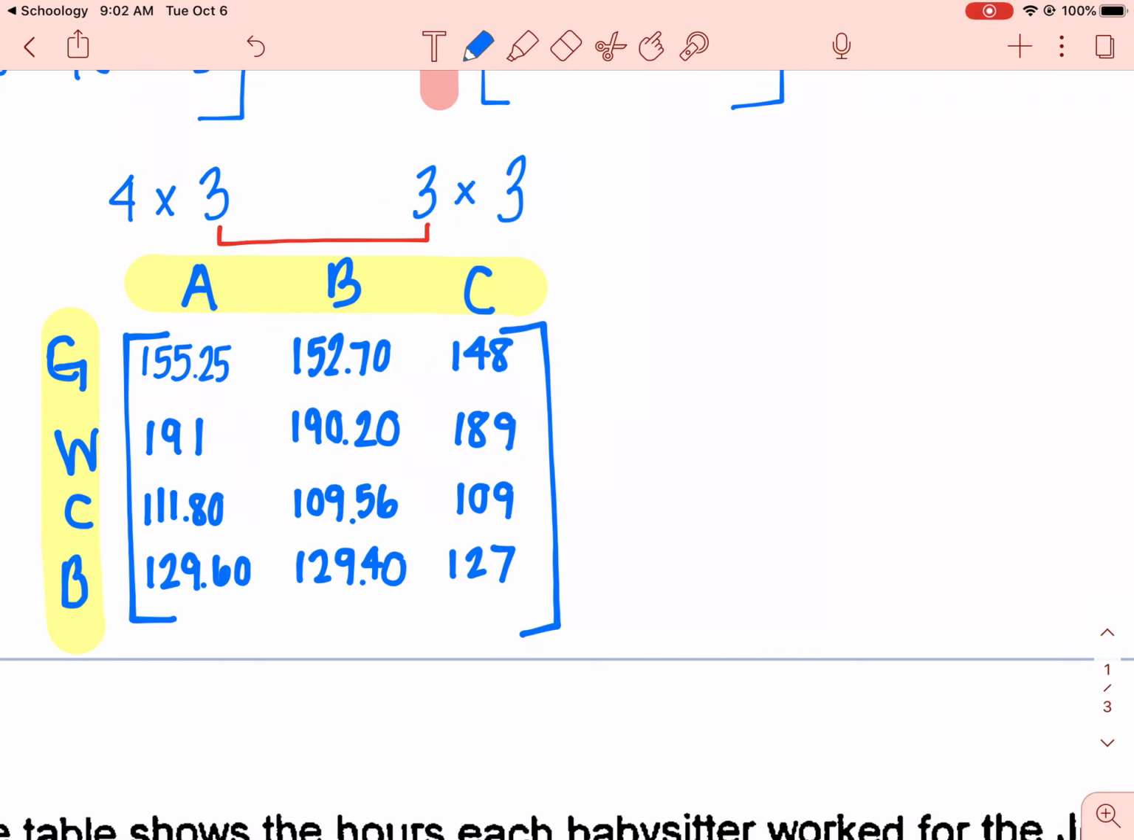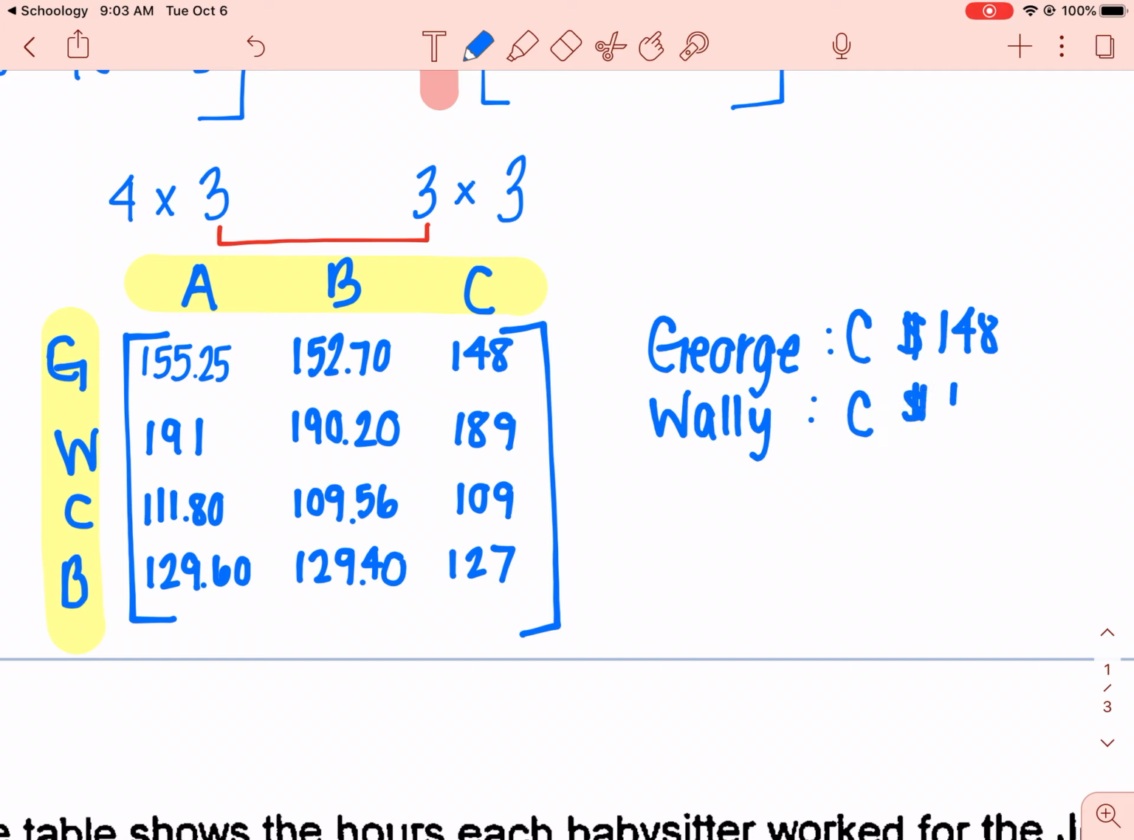So we want to know, what nursery should George choose? Well, looking at George's row, I would definitely pick nursery C. Right, it's the cheapest for $148. Now let's go to Wally. Looking at Wally, the cheapest nursery would also be C, because that's only $189. Just looking at their row.